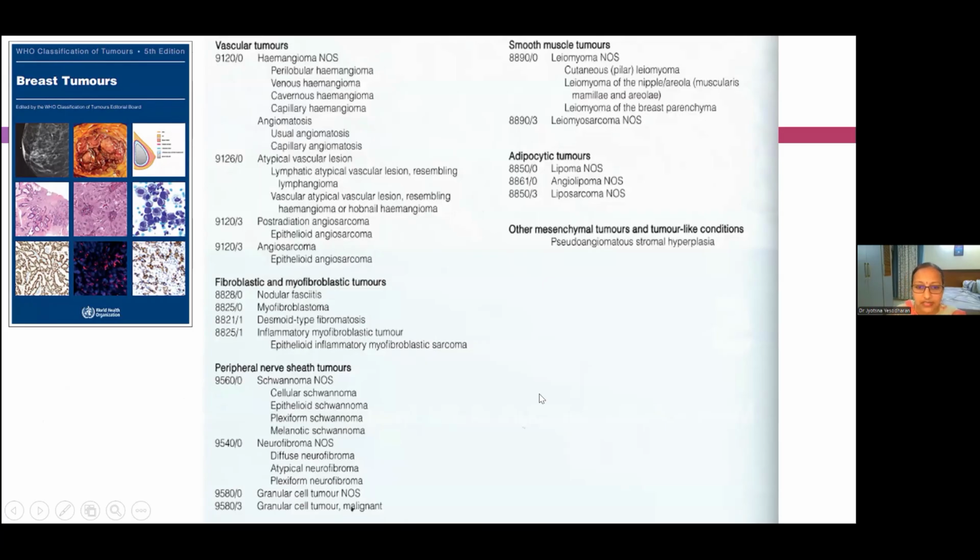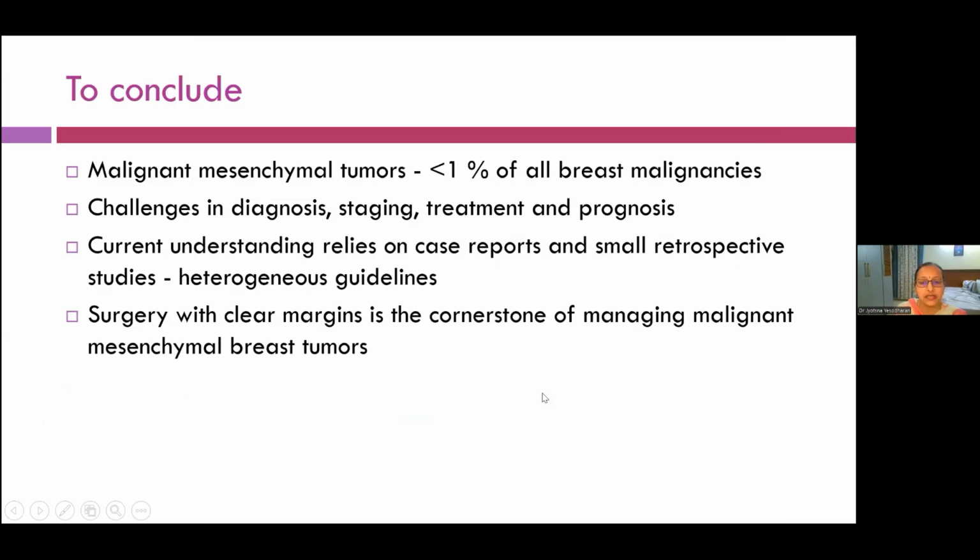I think I've exceeded the time by 2 or 3 minutes. But just to conclude, malignant mesenchymal tumors, they are extremely rare, but they're very challenging. And our current understanding is also limited, based on mostly case reports and small retrospective studies. Guidelines are also rather heterogeneous, but all would agree that surgery with clear margins is the cornerstone.